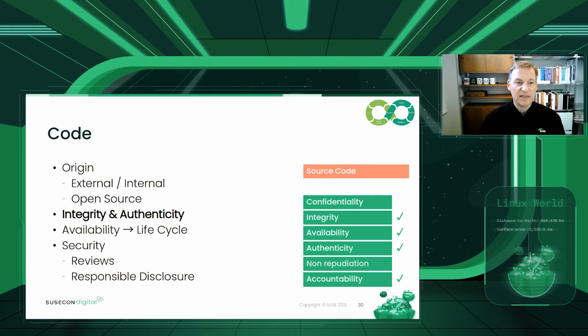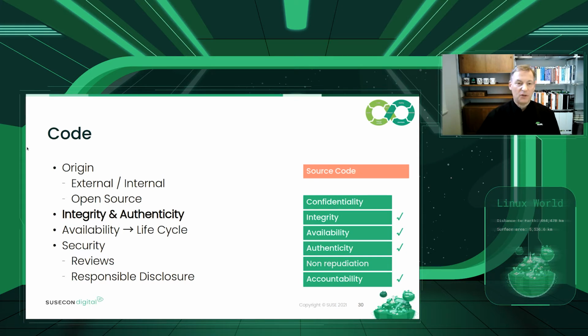Last but not least, from a security aspect, we need reviews. And with respect to security vulnerabilities, there is a well-known industry process called responsible disclosure, which helps us to keep the code secure on the one side, to keep the integrity, and also serve our customers with the best code at a specific time in coordination with the rest of the industry.